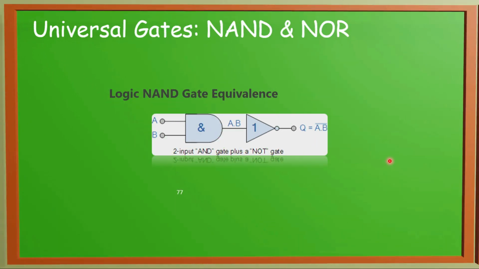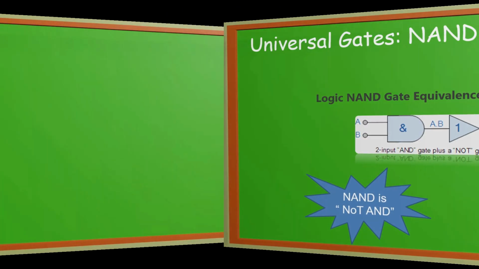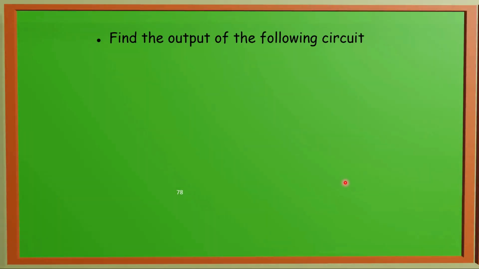Now let us discuss about universal gates. There are two universal gates, NAND gate and NOR gate. NAND gate is, say, NOT AND gate as we discussed earlier. So A and B are the inputs for AND gate, and after that we are connecting one inverter. So it will become Q is equal to (A dot B) bar. It is opposite to AND gate. And similarly we have NOR gate.